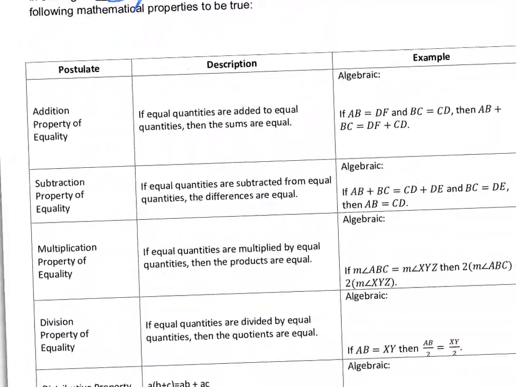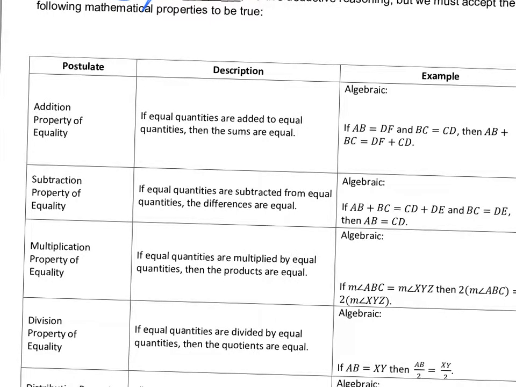So the first one we have is our addition property of equality, and that just means if you add equal quantities to both sides, then we know our sums are equal. Algebraically, you've been doing this. If I gave you 6x minus 2 equals 10, you would know that you should add 2 to both sides to get that 6x equals 12. Just adding 2 to both sides, this step right here, that is your addition property of equality.